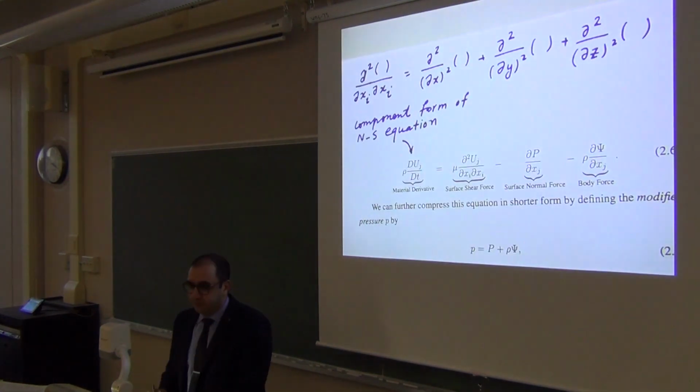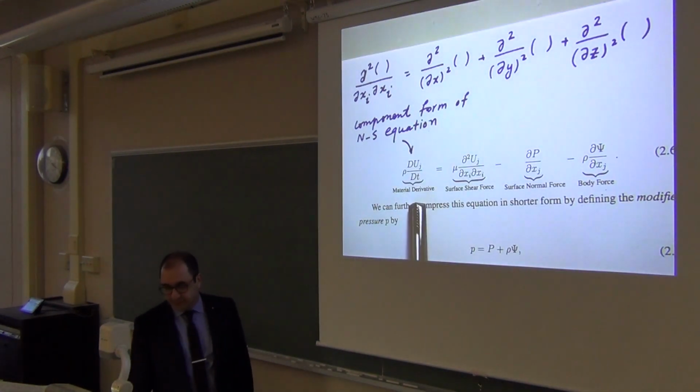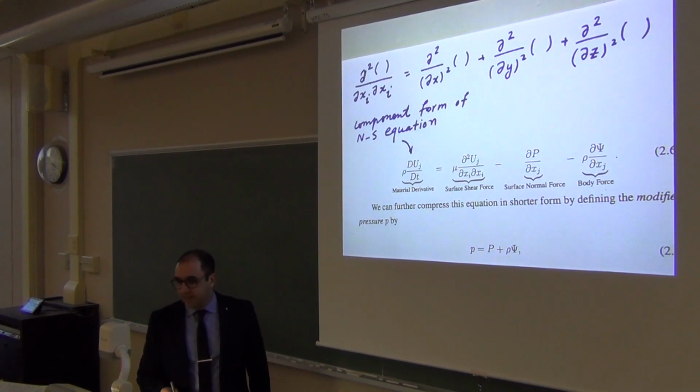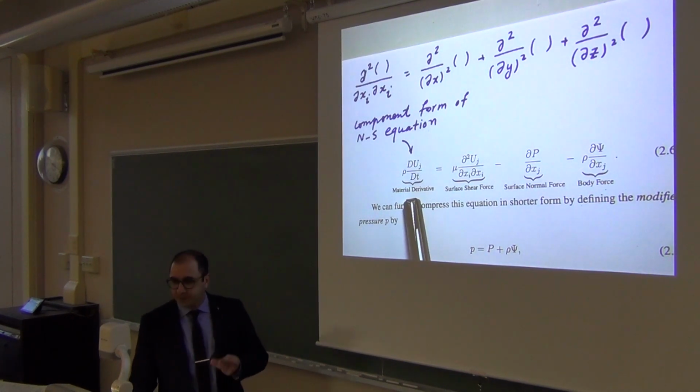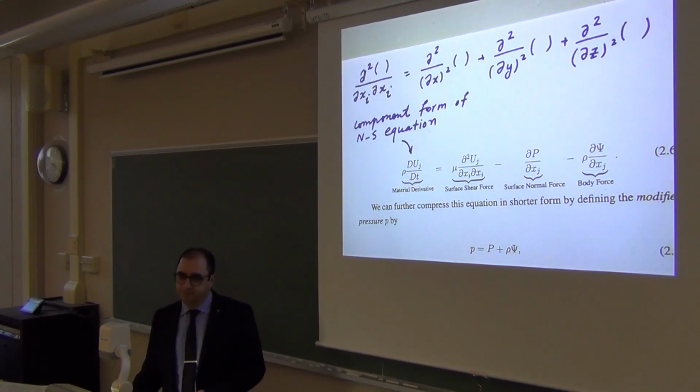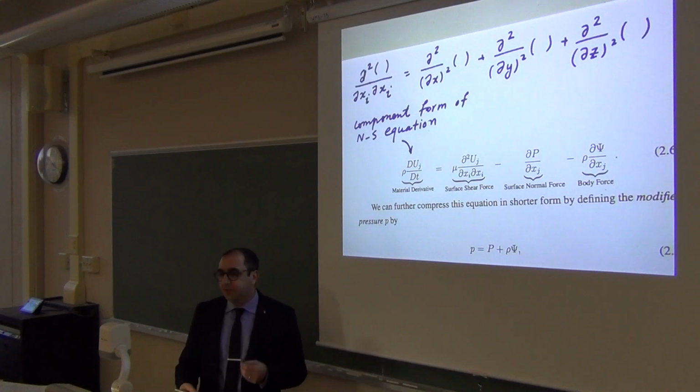Why we say component? Because this only relates to one component of velocity, not all. So this only gives you for one. In fact, this represents three equations, right? You could write it for x, you could write it for y, you could write it for z. So there are actually three equations.